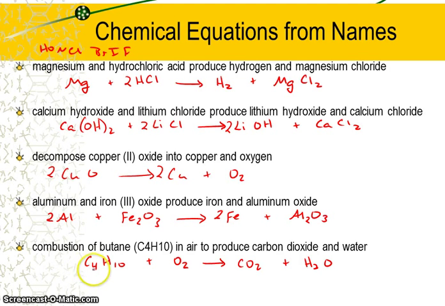We have 4 carbons, only 1 carbon. So we'll balance our carbons. We have 10 hydrogens, we have 2 hydrogens. 5 times 2 will give us 10.